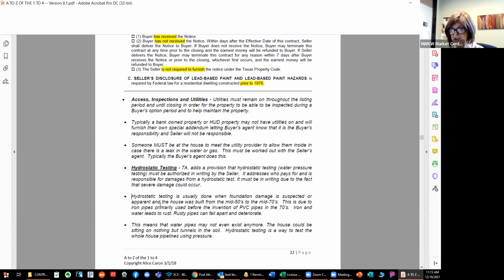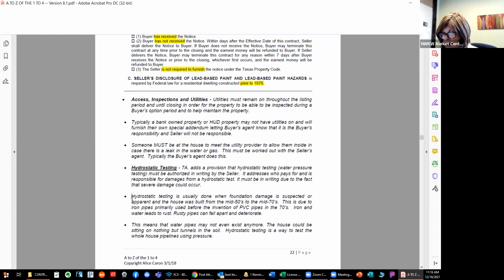I have seen very few of these, but typically what you see this in is in neighborhoods built in the mid-70s. Basically, it's saying before PVC pipe was invented, or they came up with the new pipes for the hydrostatic use there. So when foundation damage is suspected or apparent, and the house was built from the mid-50s to the mid-70s, this is due to iron pipes primarily used before the invention of PVC pipes in the 70s.